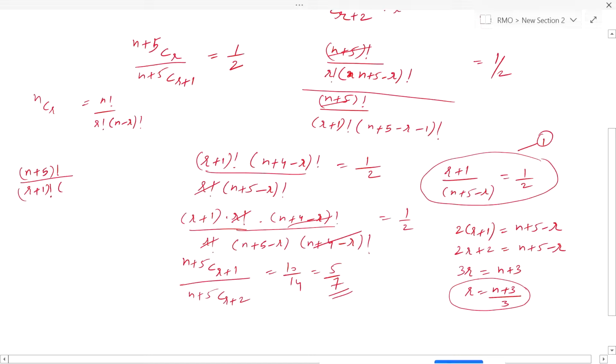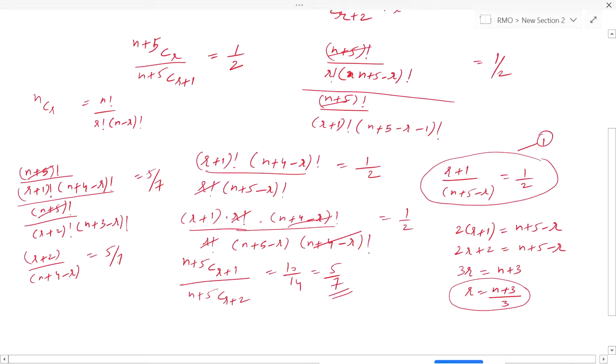N plus 4 minus r upon r plus 2. Okay, this you did, so it would be n plus 5 factorial upon r plus 2 factorial into n plus 3 minus r, which is equal to 5 by 7. So both will get cancelled. We'll get r plus 2, everything else will cancel, and upon n plus 4 minus r will be equal to 5 by 7.